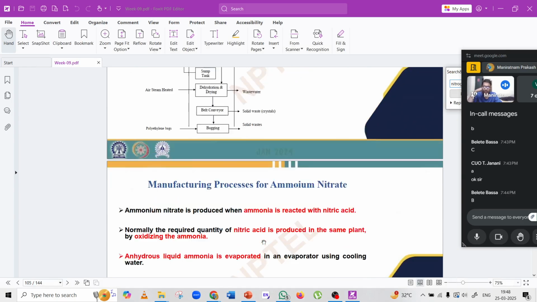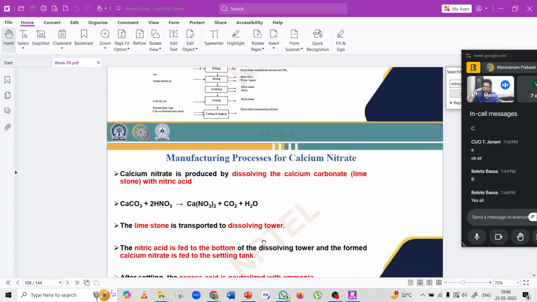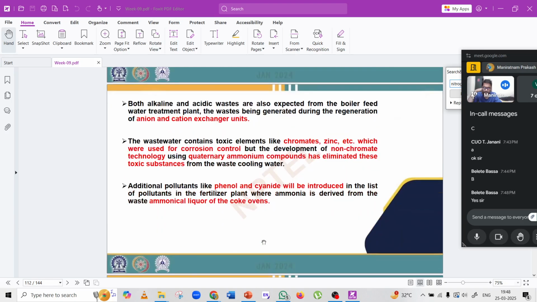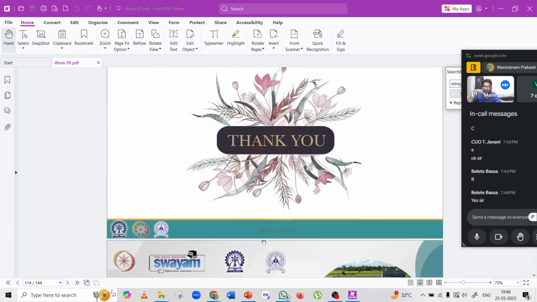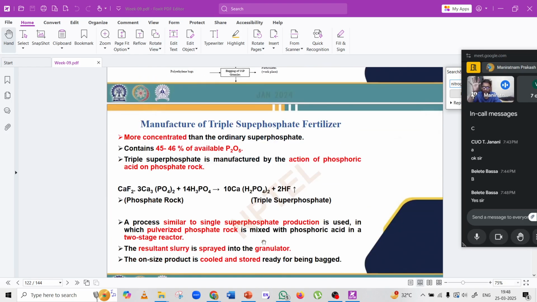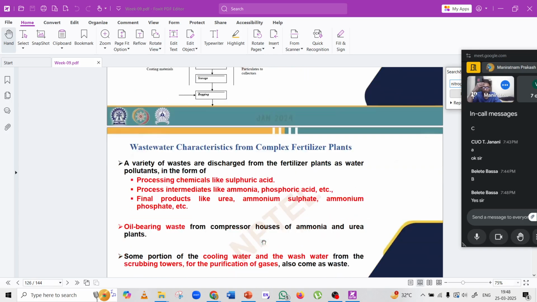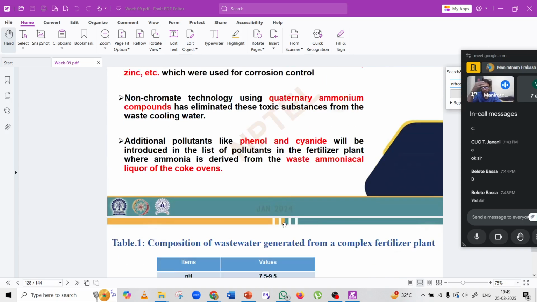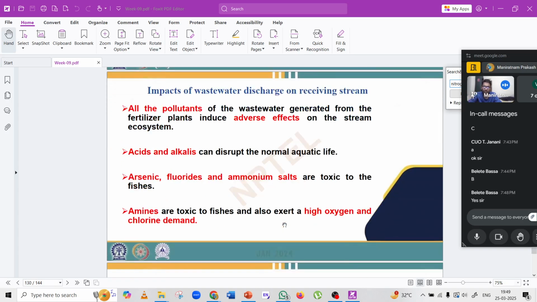Just tell me yes or no. See, I'm not getting that table. I don't think there is a table, but somewhere it is written that this contains the highest amount of ammonia. You can always look into this also.